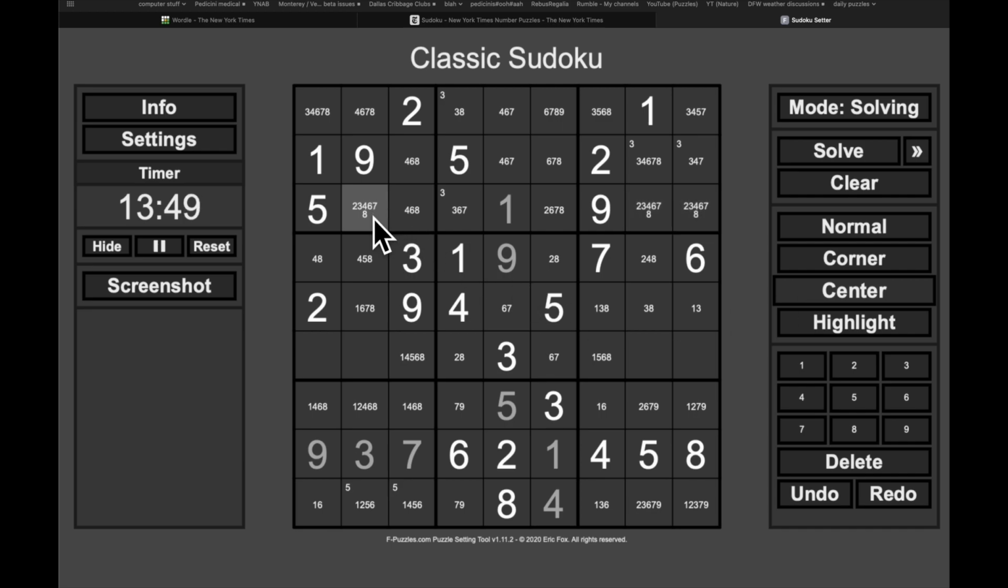Okay, 2, 3, 4, 6, 7, 8. Well, this can't be 2 or 3. But as far as I can tell, could be anything else. Neither of these are 2. Ah, that's not 6.